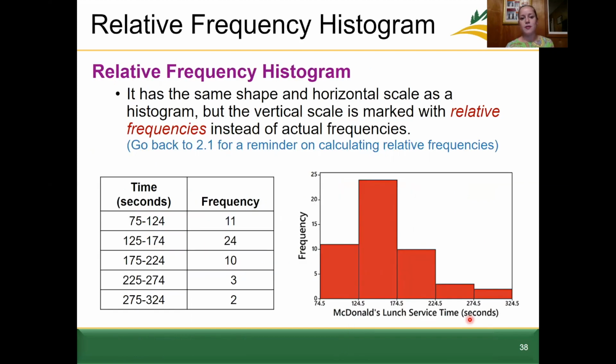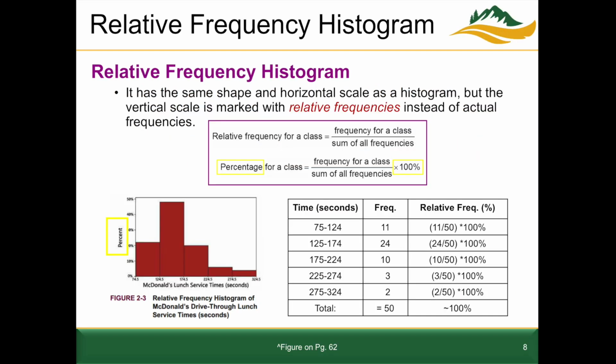Okay, we also have relative frequency histograms. It has the same shape and horizontal scale as a histogram, but the vertical scale here is marked with relative frequencies instead of the actual frequencies. If you'll remember in 2.1, we had something similar for our frequency distribution tables. And if you need a refresher on how to calculate relative frequencies, go back and watch the lecture on that one. I went ahead and showed you this formula again to calculate the relative frequency for a class as a frequency or also as a percentage.